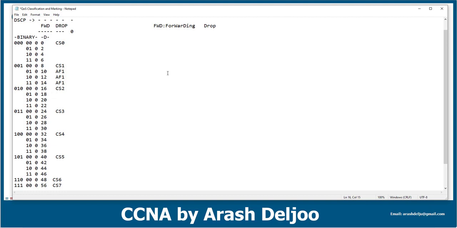And 18, 20, and 22 reside in the AF2 class of forwarding because the first 3 bits of these 3 precedences are the same, AF2. And after that, we have AF3. This is AF3, so easy. And finally, we have AF4. This RFC defines 4 classes of forwarding. And also, in each class of forwarding, we have some classes of drop.